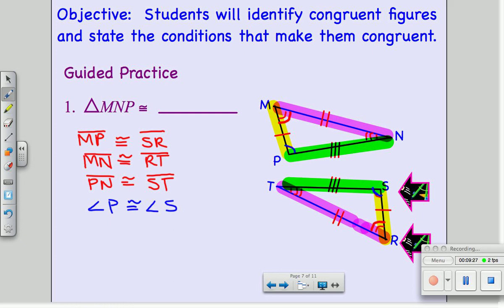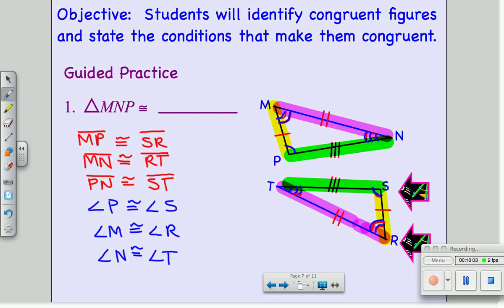And do I see another one? Yes, I see that the one with 2 marks here. Is there one with 2 marks in the other triangle? Yes, it's here. So that means those two angles are also congruent. So angle M in the first triangle is congruent to angle R in the second triangle. And then finally, I have one more here with 3 marks. And do I have another one with 3 marks here? Yes, right here. That means those are congruent. So that means angle N is congruent to angle T.